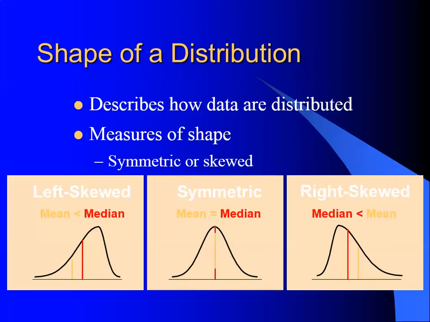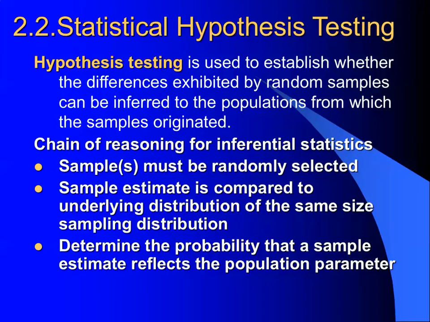are descriptive statistic characteristics used to make an assessment of how far our data deviates from the ideal shape of the normal distribution. So within hypothesis testing itself, we use it to establish whether a difference exhibited by a random sample can be inferred to the population from which the sample originated.